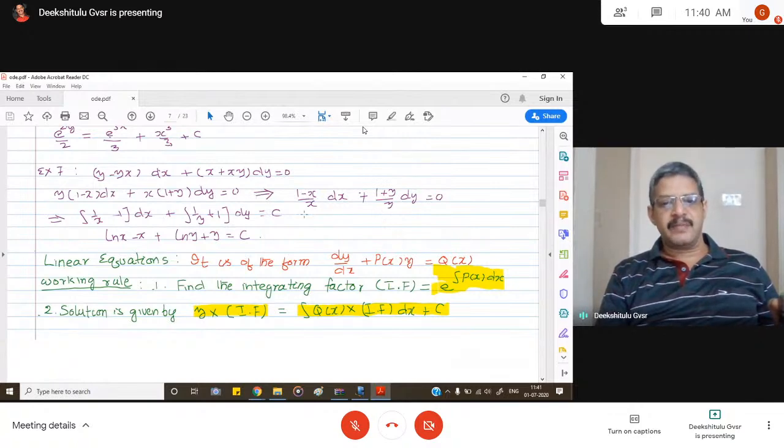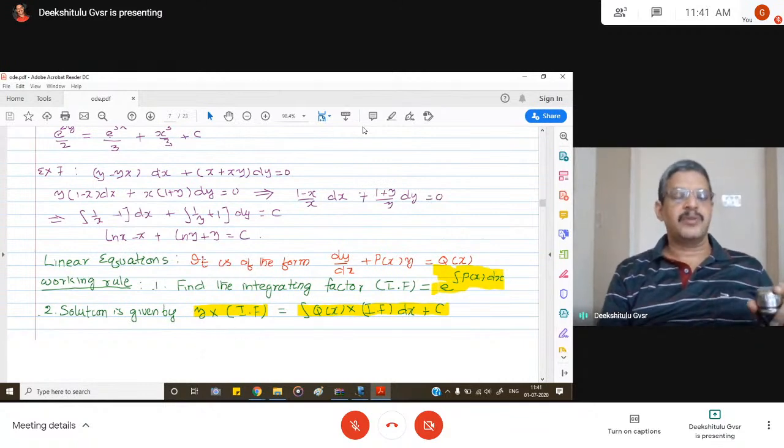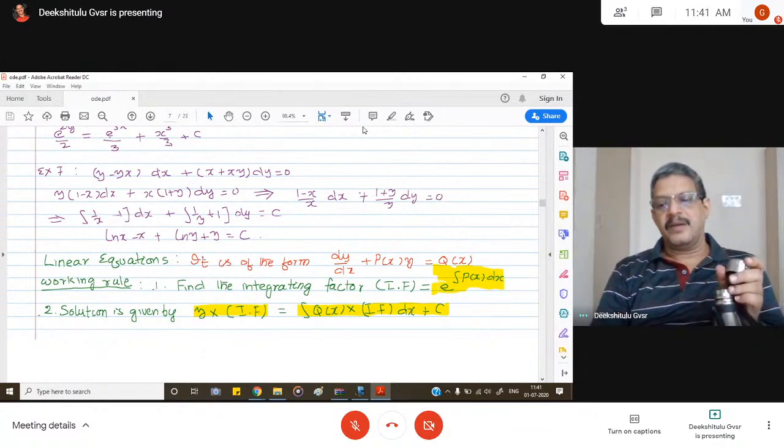So this is nothing but 1 by x minus 1 dx, this is 1 by y plus 1 dy is equal to c. We integrate to get a solution. This is about the variable separable method.